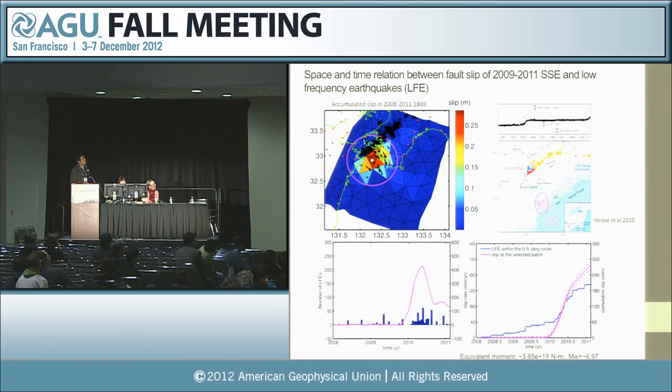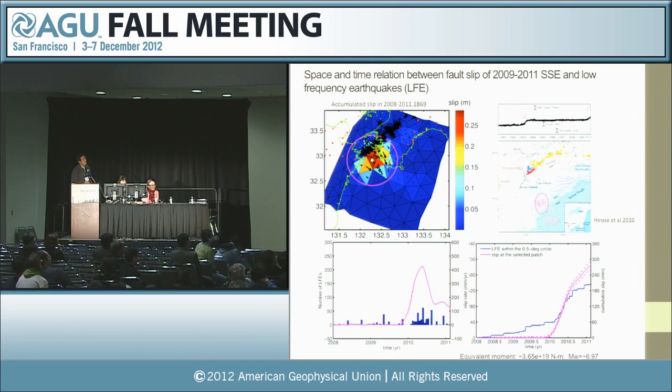So we put together cumulative slip versus low frequency earthquakes. You basically have a strong slip area, the low frequency earthquakes located at the down-dip edge, and there's a detailed slip rate at the selected fault patch versus low frequency earthquakes. You can see there's a clear correspondence.